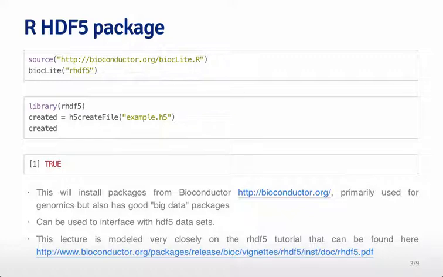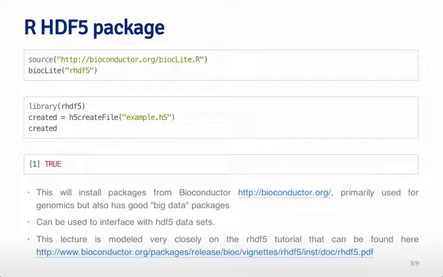So the RHDF5 package is installed through Bioconductor, and the way that we're going to install this package is we're going to source this URL right here, and that will load the BioC-Lite function. The first time you install a package with BioC-Lite, it will also have to install the BioBase packages from Bioconductor, and so it might take a little bit. So we're going to use the BioC-Lite command to load the RHDF5 package. Then once we've downloaded the package, we can just load it with the same library command that we always use.